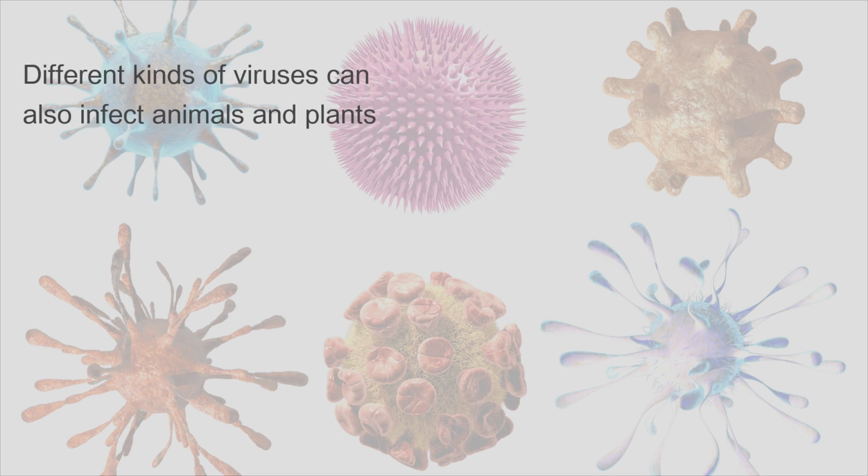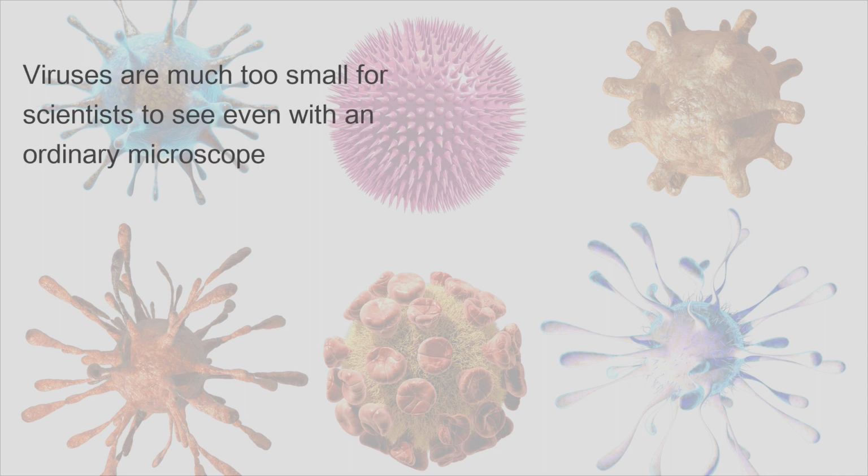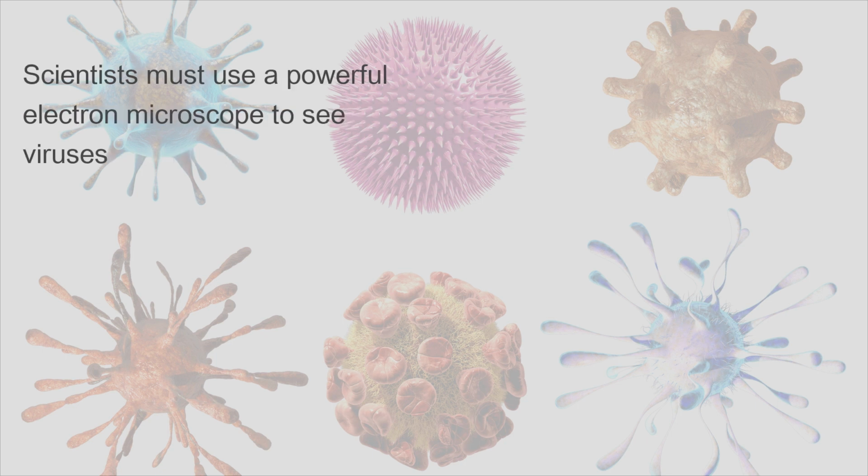Different kinds of viruses can also infect animals and plants. There are thousands of kinds of viruses. There are about 100 kinds of viruses that cause colds. Viruses are much too small for scientists to see even with an ordinary microscope. Scientists must use a powerful electron microscope to see viruses.